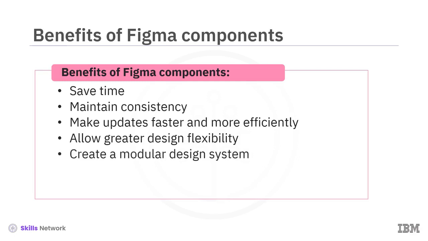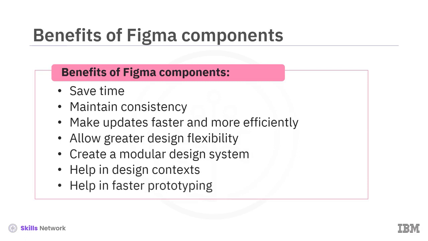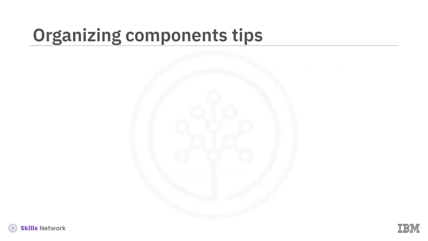Components can expand and update by creating a modular design system. Components are applicable in a variety of design contexts. Components help to create better designs because of faster prototyping. Organizing components in Figma ensures your designs are consistent, efficient, and easy to update.